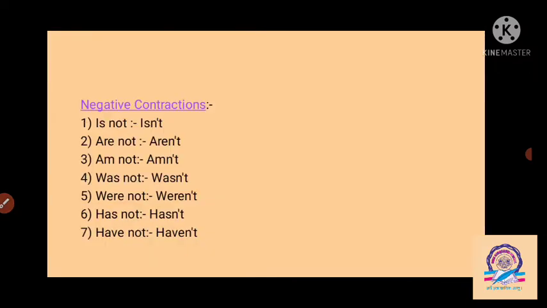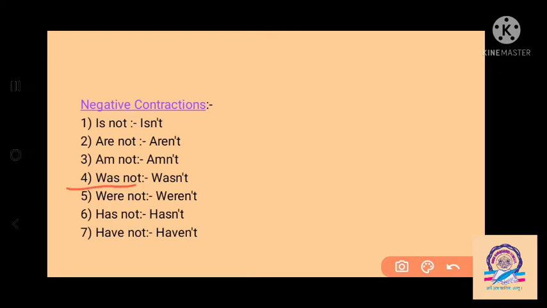Then the negative contraction is given here. "Is not", we have to remove o, and our answer becomes "isn't". We can say that "is not" changes into "isn't"; we remove o, join "is", and then apostrophe t becomes "isn't". Then "are not" becomes "aren't". We remove o here, and after n we write apostrophe t, that is "aren't". Then "am not" changes into "amn't". We again remove o here.